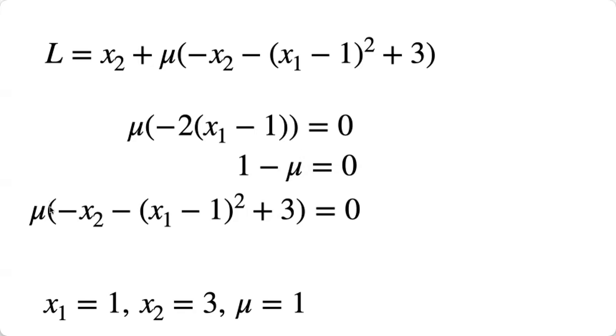And once mu is 0, you obtain this: minus x2 minus the square of (x1 minus 1) plus 3 equals 0. And because mu is 1, you obtain minus 2 times (x1 minus 1). And you substitute mu here as 1, so you can solve for x1. So x1 must be 1, in order for this term to be 0.